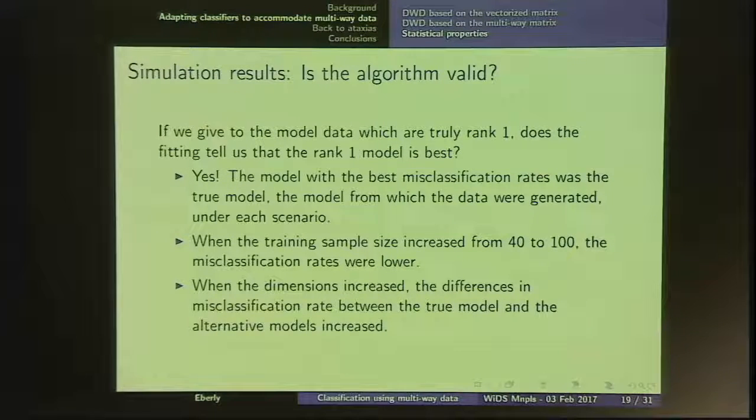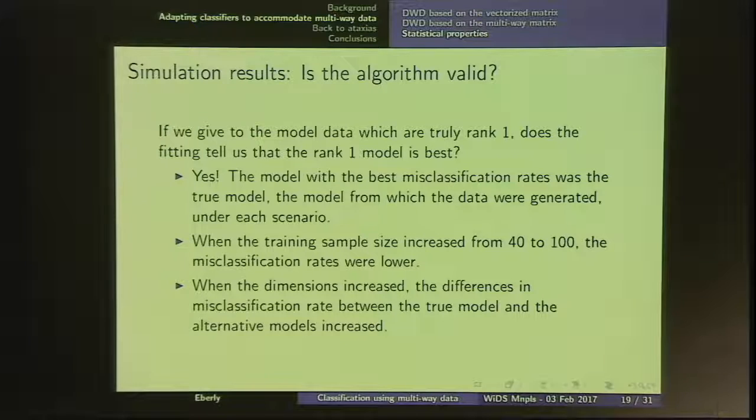So first piece, is the algorithm valid? And what I mean by that is, if we feed into the algorithm data of a particular type, does the algorithm tell us back the right type? Does the algorithm tell us, yes, that was rank 1 data, I got it? So yes, the model with the best misclassification rates was the true model, the model from which the data were generated in all of those scenarios, the full and the low rank situations.